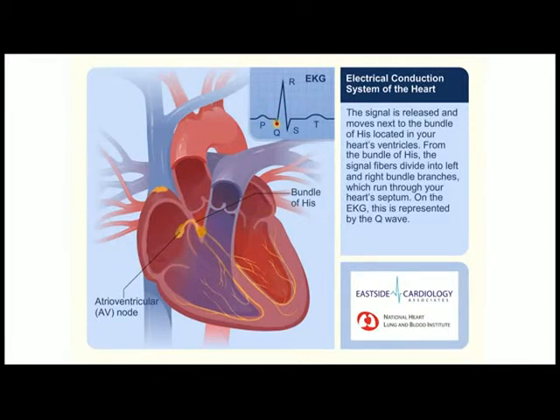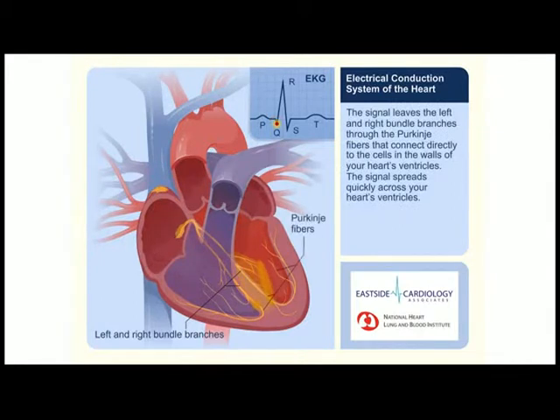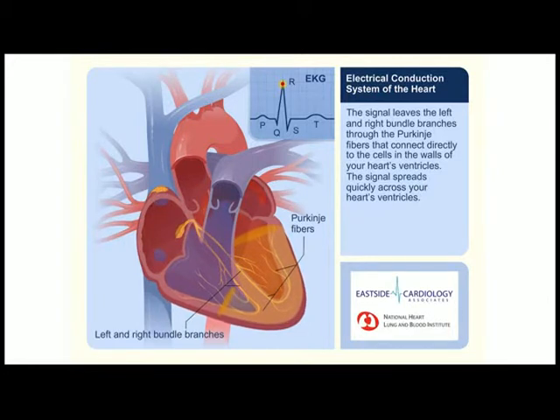From the bundle of His, the signal fibers divide into left and right bundle branches, which run through your heart septum. On the EKG, this is represented by the Q wave. The signal leaves the left and right bundle branches through the Purkinje fibers that connect directly to the cells in the walls of your heart's ventricles. The signal spreads quickly across your heart's ventricles.